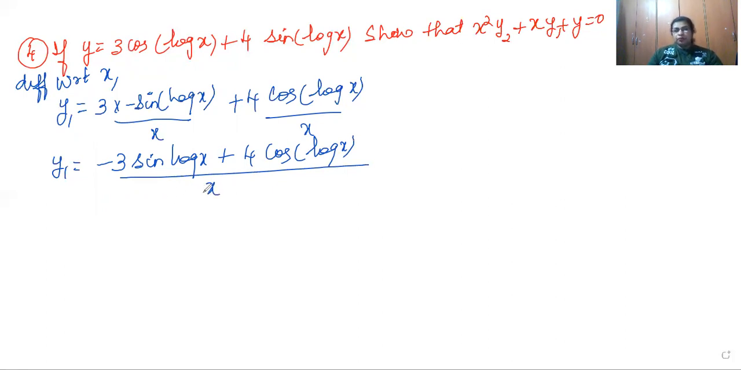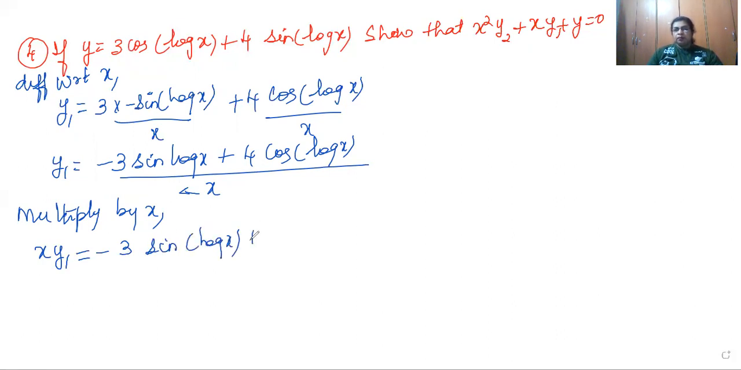Next step, you multiply this to the left side. So multiply by x. When you multiply by x, what do you get? You get x into y1 is equal to minus 3 sin log x plus 4 cos log x. Okay, so half of the problem is over.